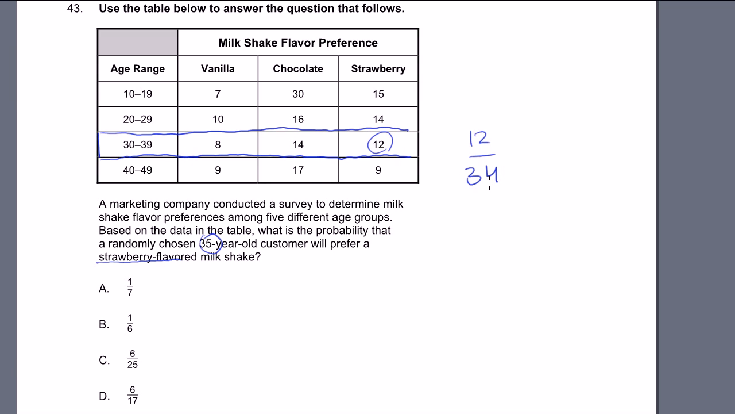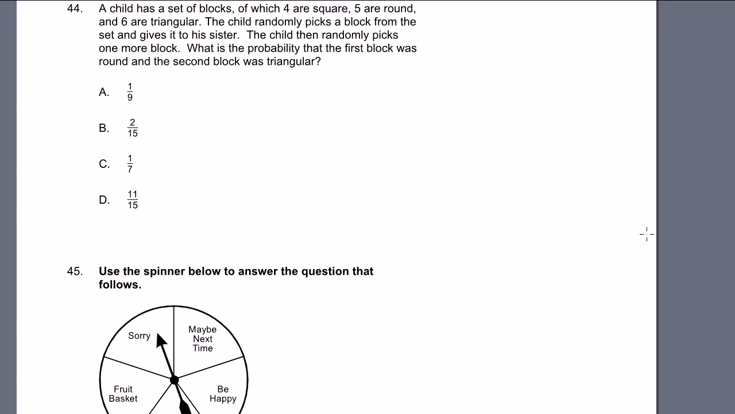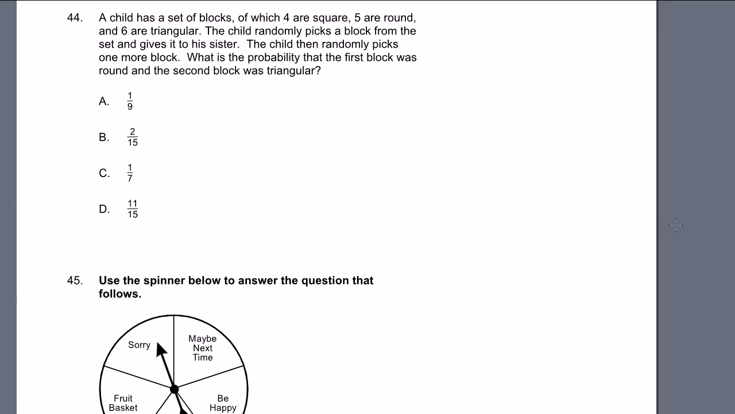12 out of 34, 30 to 39-year-olds liked strawberry milkshakes. So the probability, if we use that as our data, that a random 30 to 39-year-old will like strawberry milkshakes is 12 over 34. Or if we reduce this, that's 6 over 17. Just divide the numerator and the denominator by 2. And that is D. Good thing that was one of the answer choices. D.